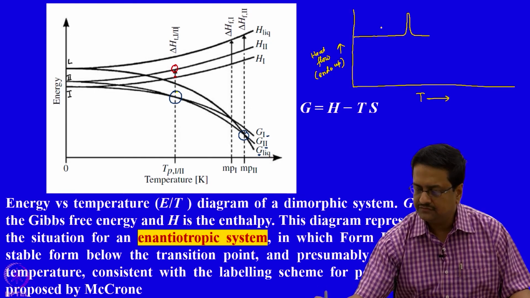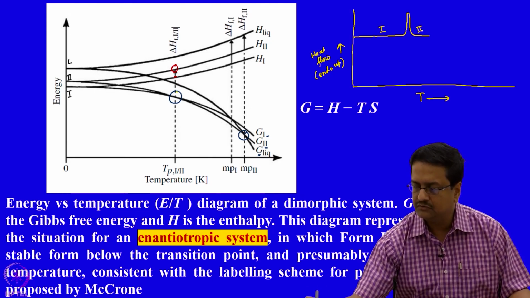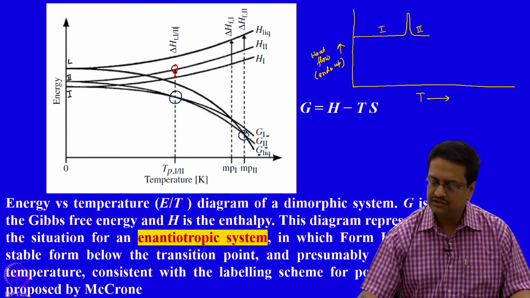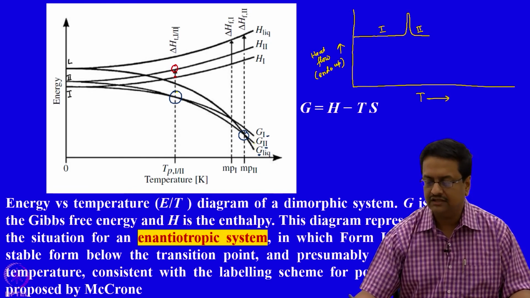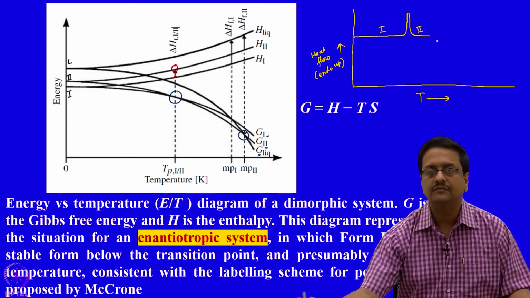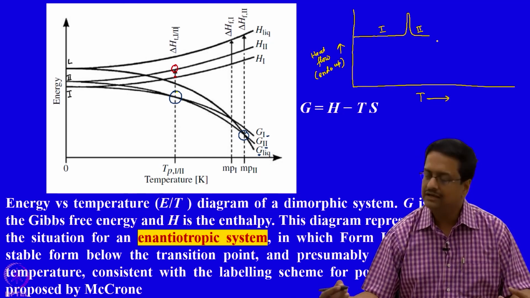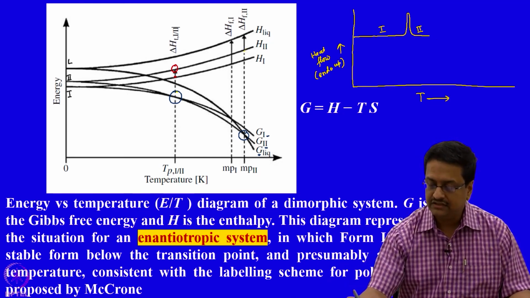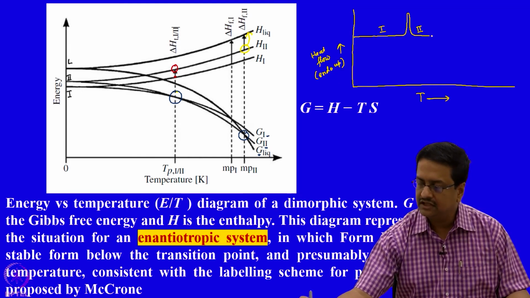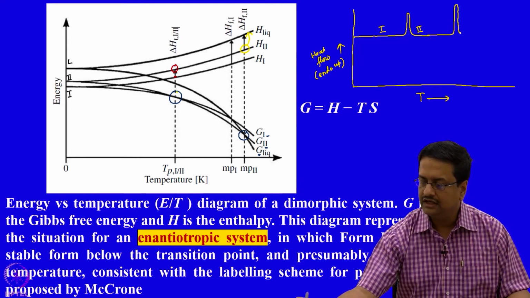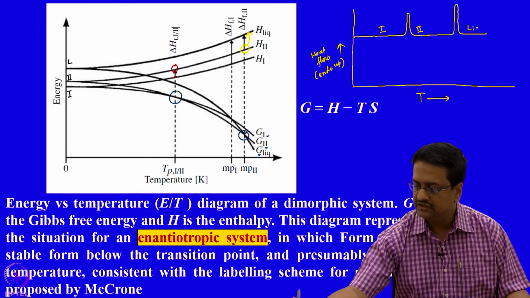Before the peak it is form 1, after the peak it is form 2, and then when we keep heating, form 2 meets the G line for the liquid at a much higher temperature, and at that temperature it melts. As we know, melting is an endothermic process. Once again, form 2 takes up more heat and goes to the higher energy level of the liquid. So, once again we have another endothermic peak indicating the melting. On the right-hand side we have the liquid. This peak indicates melting.